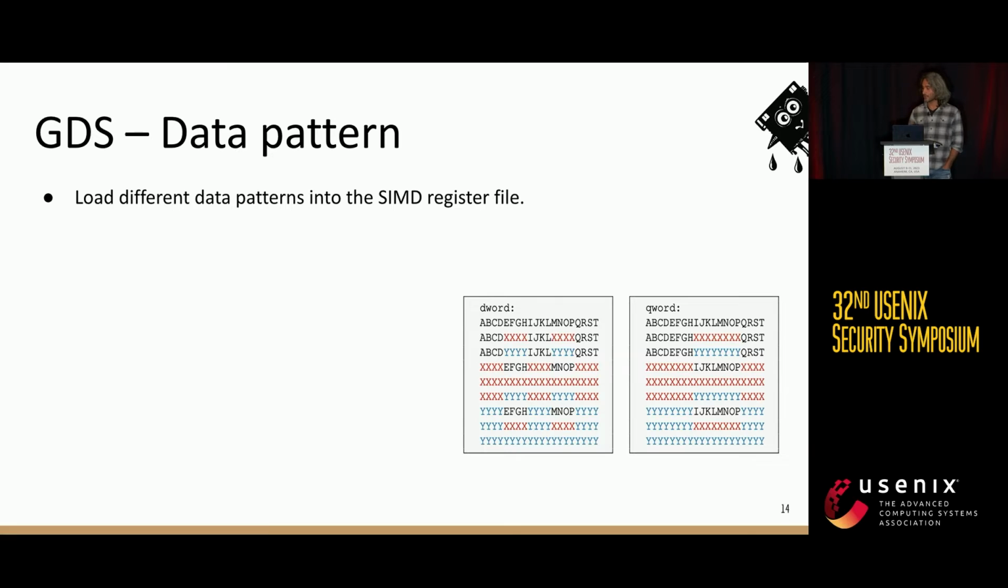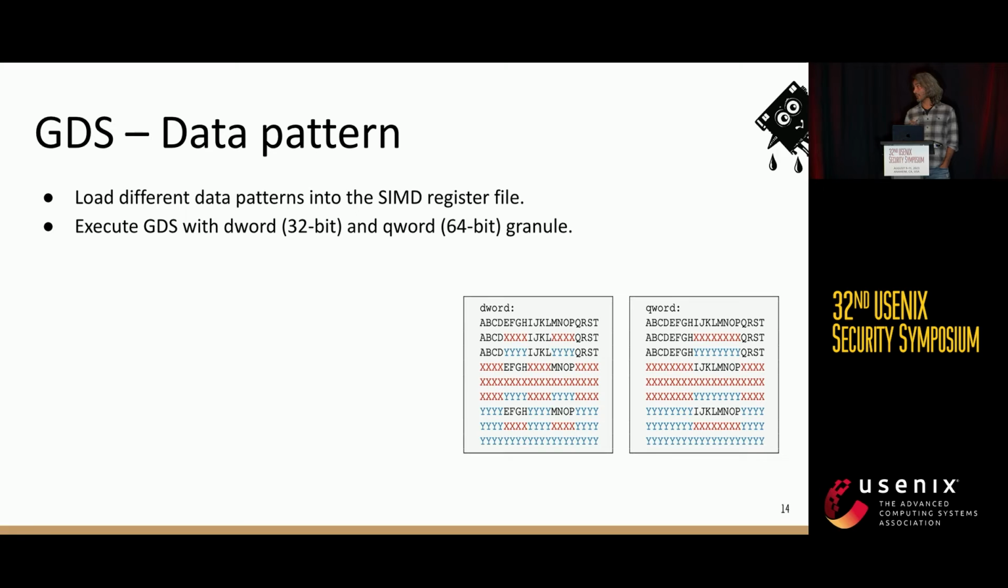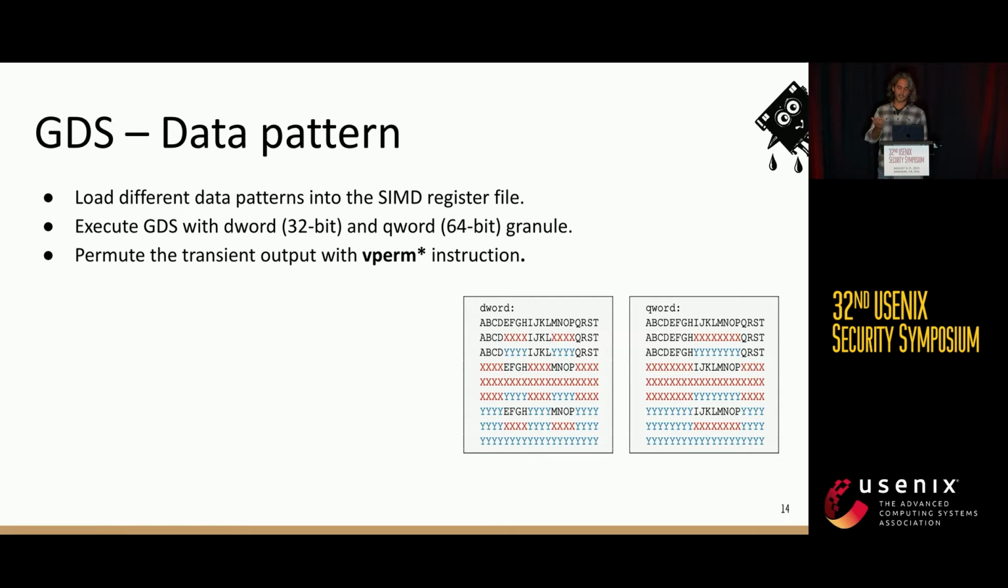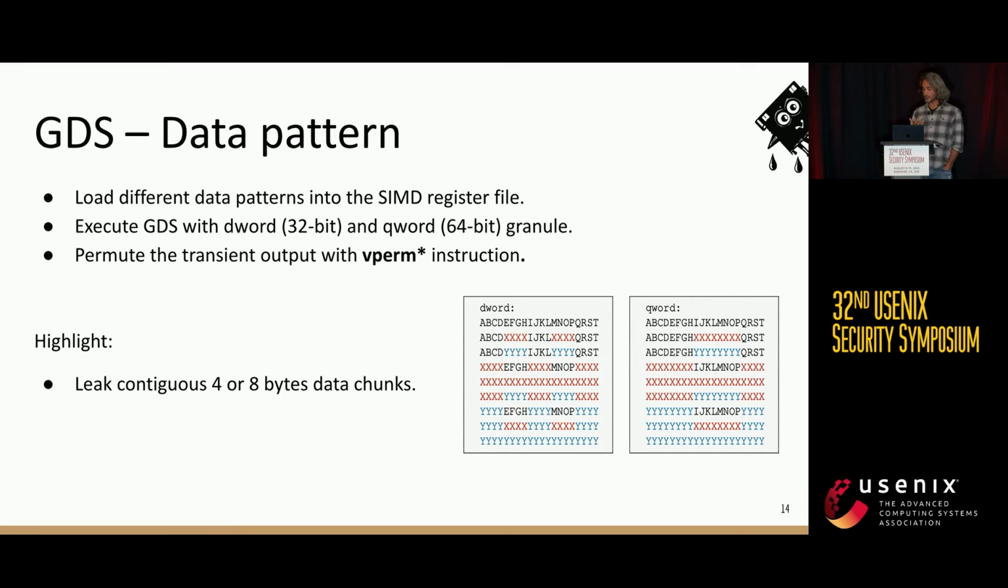To do this experiment, I loaded different data patterns into the register file, and then executed the gather data sampling attack with different vector encodings, which support 32-bit and 64-bit, and also permuting the output of the gather instruction before encoding it to the cache to see what part of the vector registers I can leak. The highlight of this experiment was that we could leak contiguous data with 4 or 8 byte patterns. As we see in those tables, the left one is the 4 byte pattern, the right one is the 8 byte pattern. So they kind of overlap and we leak from them.